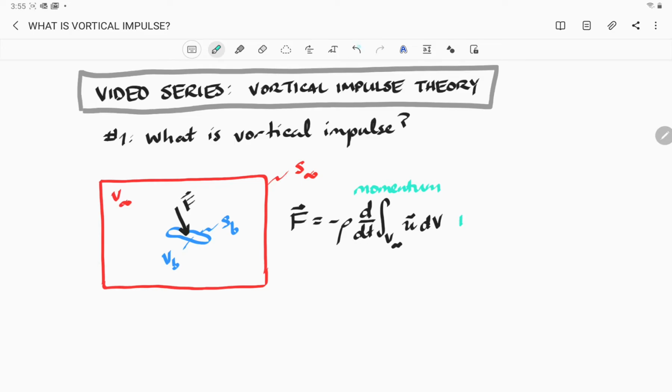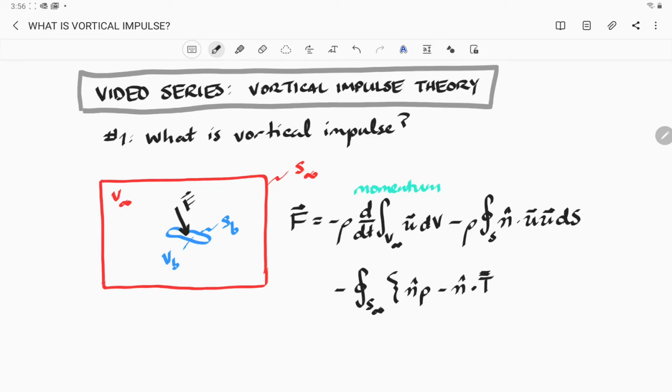We'll have a surface integral as well over S infinity involving the flux of momentum across the outer boundary. And we will have a term that involves the stresses, the normal and shear stresses acting on the outer control surface. So that'll involve pressure P and the viscous stress tensor. I'm using the two lines to denote that this is a tensor. And this is the general expression to relate the velocity field and pressure field to the force acting on a submerged body.